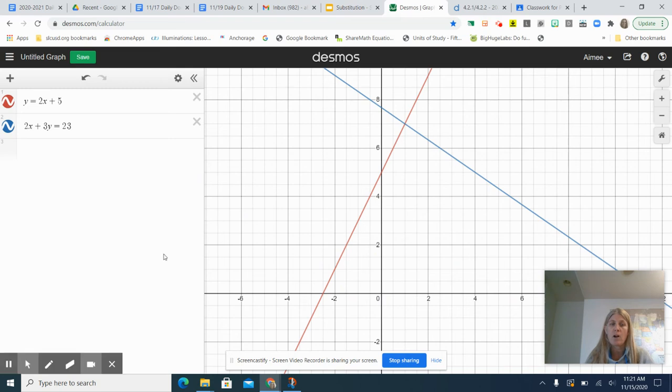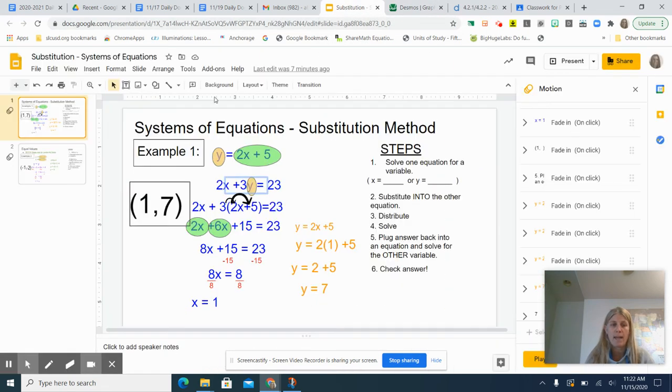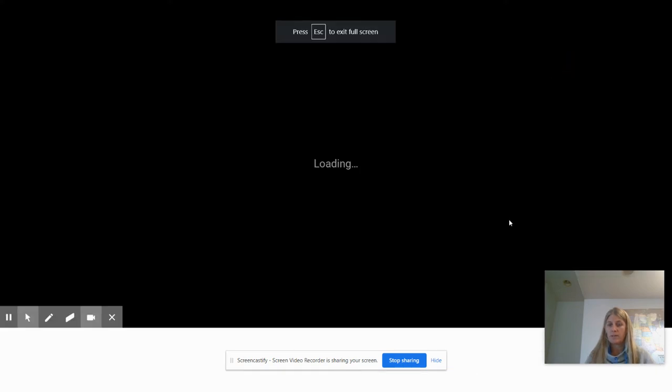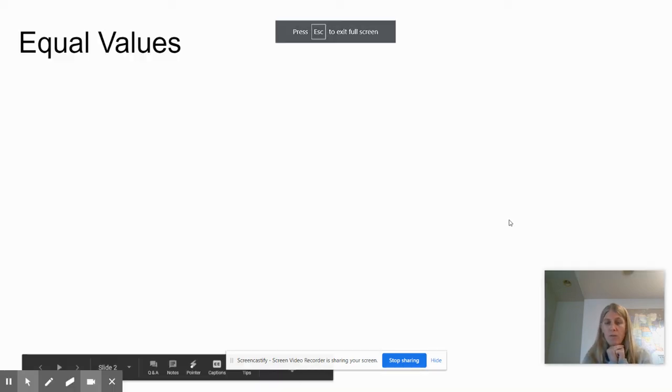Now we can also check on Desmos, where we plug both the equations in there and click on that spot where they cross. And as you can see, these do intersect at the ordered pair 1, 7. So those are two ways to check my answer. Let's go ahead and take a look at another type of substitution, which is called equal values.